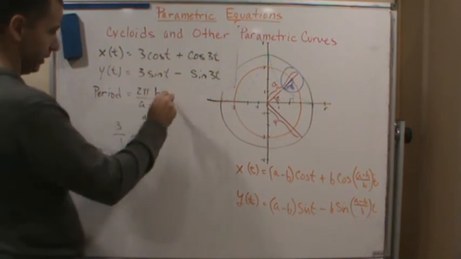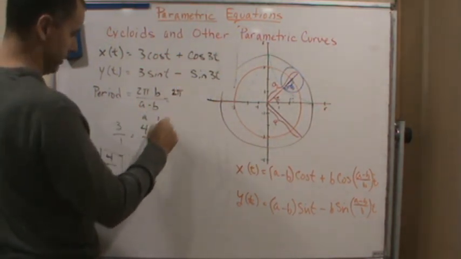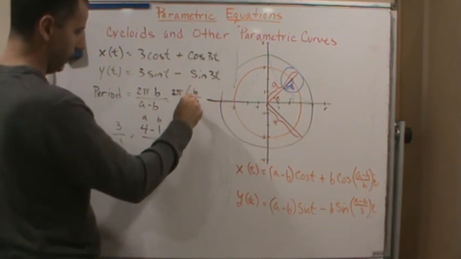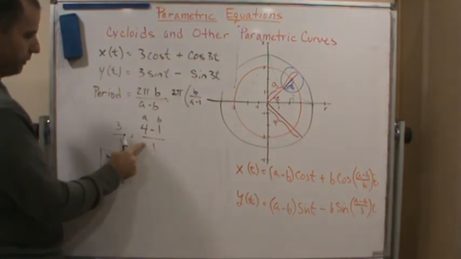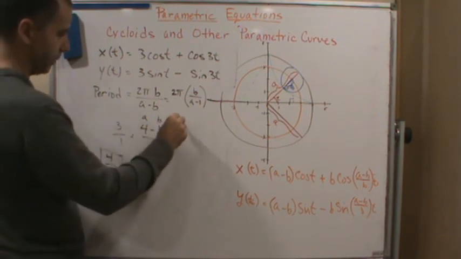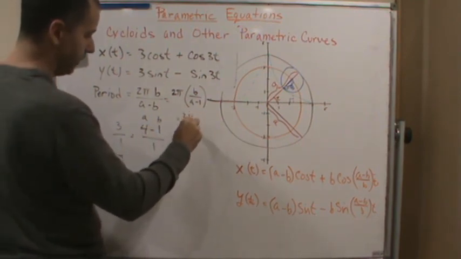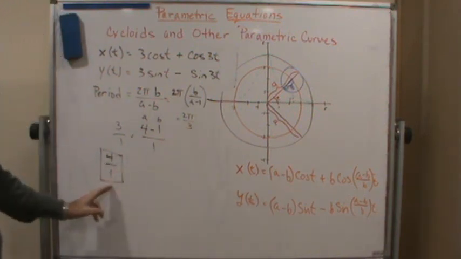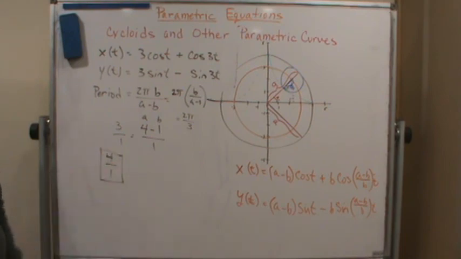Now what's the period? The period is 2 pi times b over a minus b, which is the reciprocal of this. So it's going to be 1 over 3. So guess what? The period is 2 pi over 3. The ratio of a to b is 4, so that tells us there's 4 cusps.